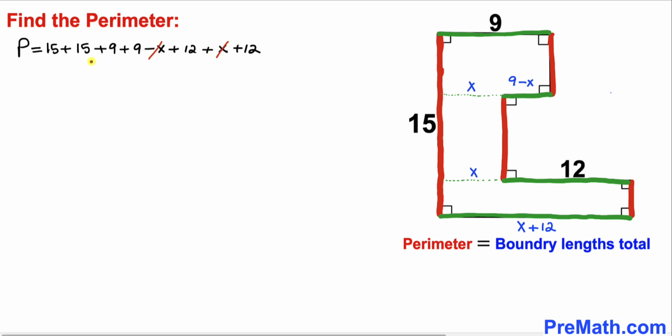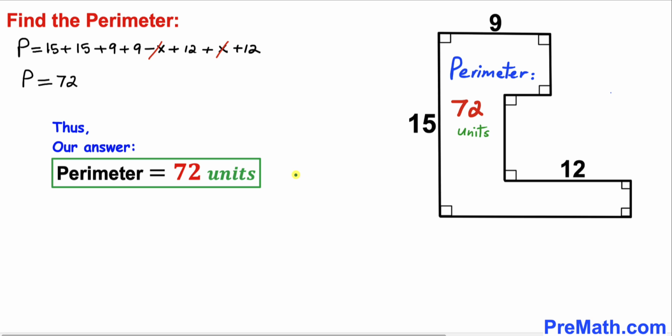Let's go ahead and add these constants on the right hand side. So our perimeter P turns out to be, if we add all of these, it's going to be 72 units. Thus the perimeter of this given shape turns out to be 72 units.